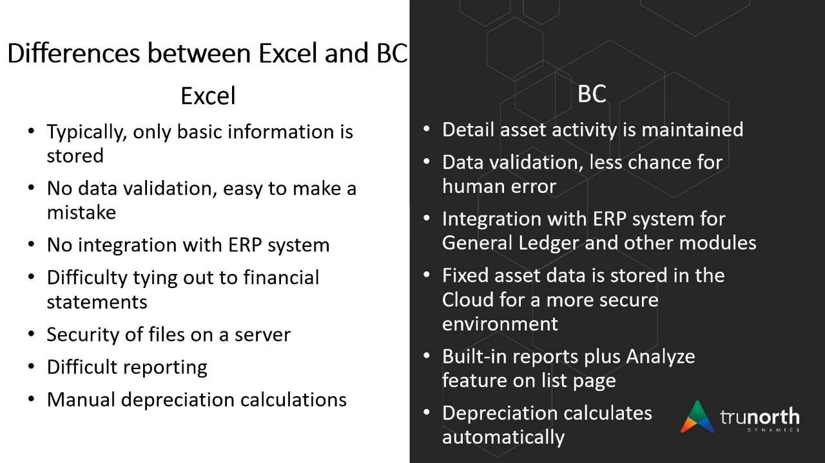What else do we have? Oh, security. So we know what happens with just an Excel file on the server. It's easy to hit that delete key. But fixed asset data in Business Central is going to be stored in the cloud. We have a more secure environment for you. You can't just delete an asset if it has any activity on it. We're not going to let you do that. So we want to keep your data safe and sound and out of harm's way.